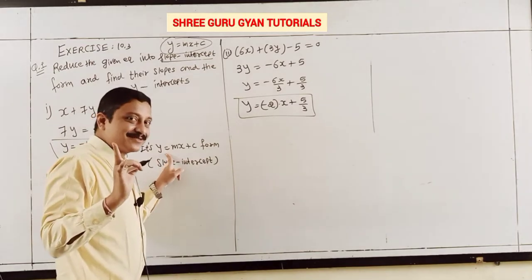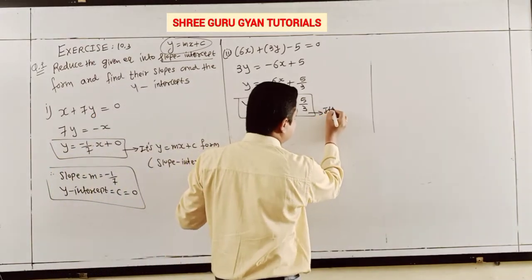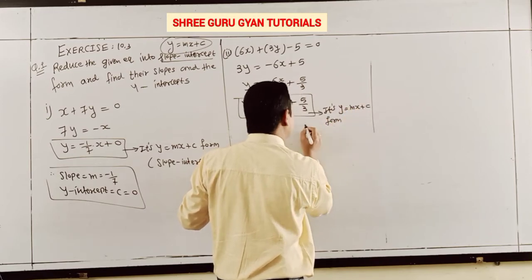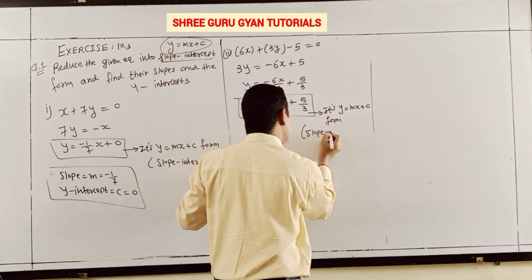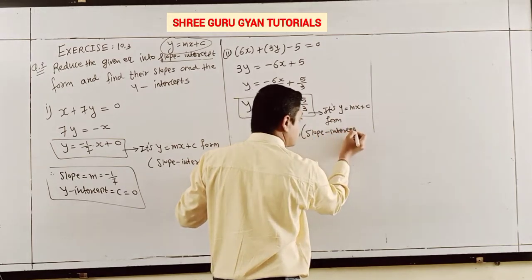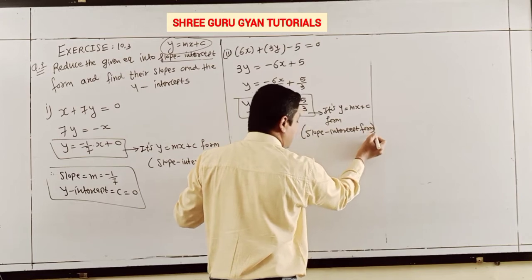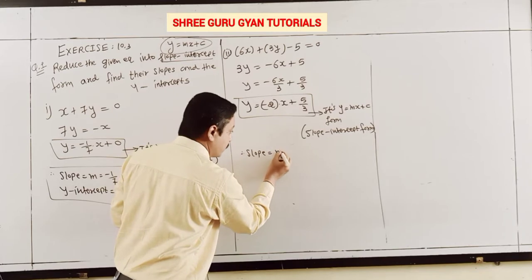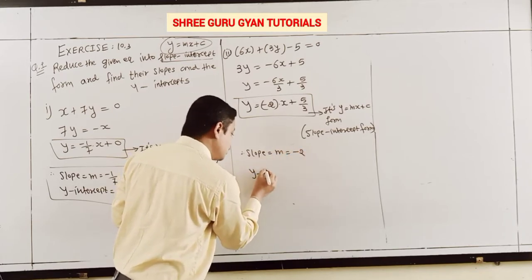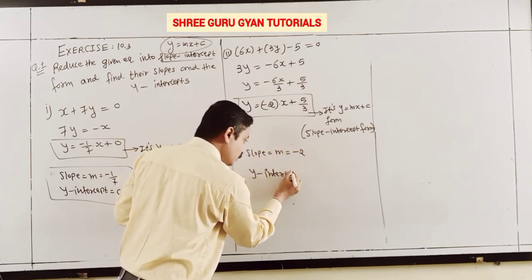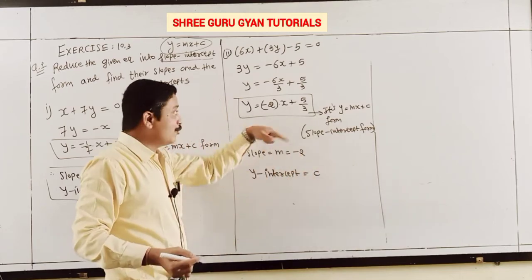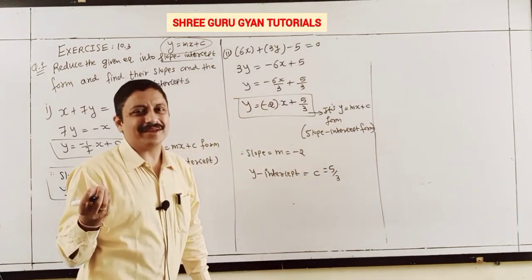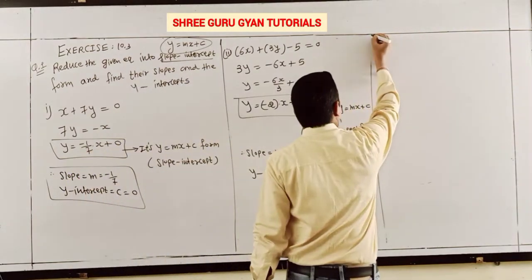That is y is equal to mx plus c form, and it is slope-intercept form. Now you can write your answer. Therefore slope m is minus 2 and the y-intercept, that is the c value, is 5 by 3. That's the simple way. Question number two is done. Now I'm moving ahead.